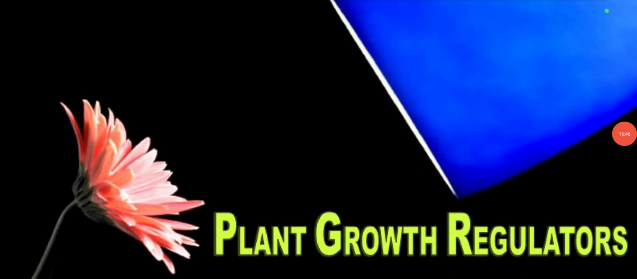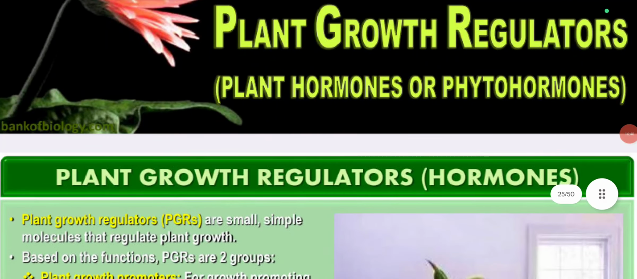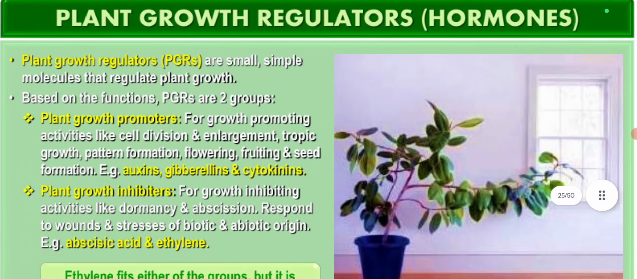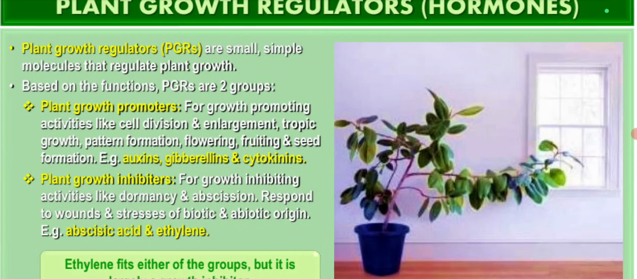Now, plant growth regulators, plant hormones or phytohormones. Plant growth regulators, PGR, are small, simple molecules that regulate plant growth. Based on the functions, PGR are of two groups: plant growth promoters and plant growth inhibitors. Plant growth promoters are for growth promoting activities like cell division and enlargement, tropic growth, pattern formation, flowering, fruiting and seed formation. Example, auxins, gibberellins and cytokinins.